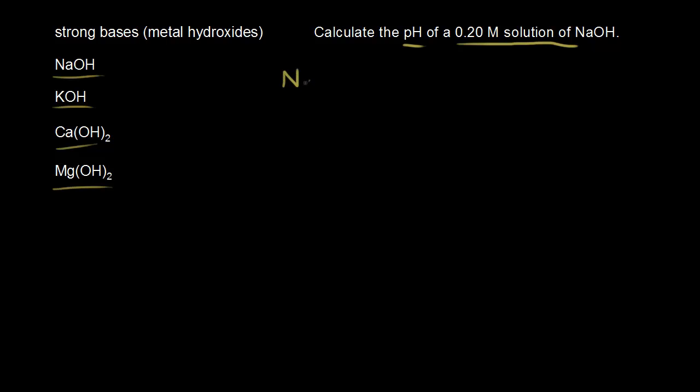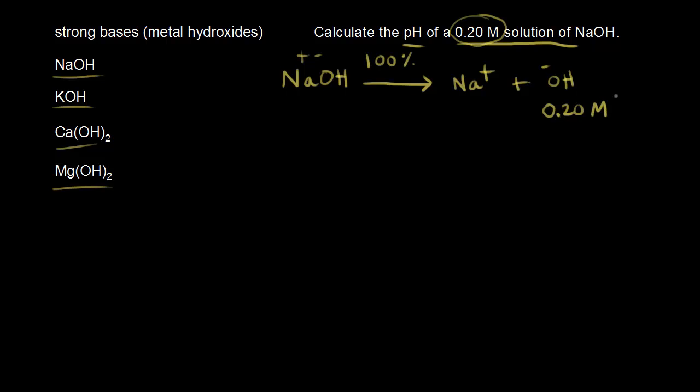So let's go ahead and write sodium hydroxide here as a strong base. You get 100% dissociation in water. Sodium hydroxide consists of Na plus and OH minus. So you get dissociation and you get the sodium cation and the hydroxide anion. So Na plus and OH minus in water. So if we have 0.2 molar of NaOH, we're also going to get 0.20 molar of hydroxide ions in solution, since sodium hydroxide is a strong base and we have 100% dissociation.